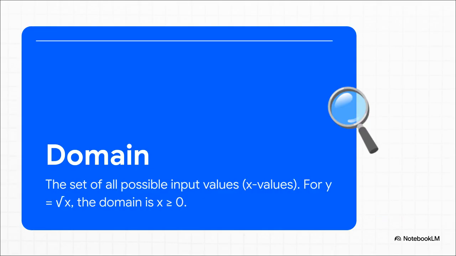So this rule directly leads us to something called the domain. And don't let the fancy word fool you. The domain is just the set of all the possible x values you're allowed to plug into the function. It's like the list of approved guests. For the most basic function, the square root of x, the domain is super simple. x just has to be 0 or anything bigger than 0.